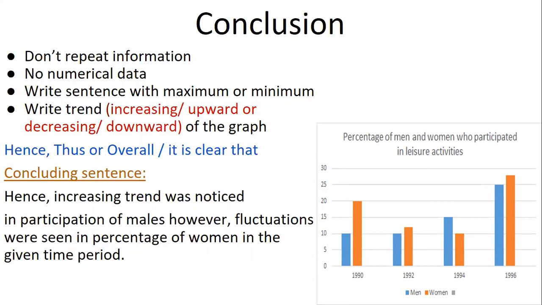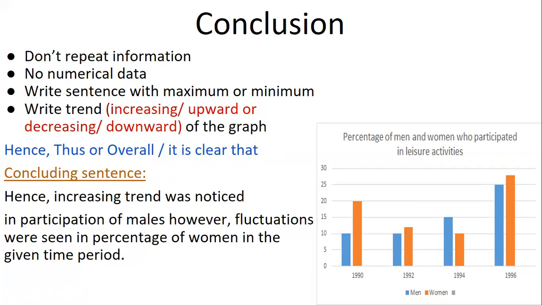No numerical data should be there. That means you can't write the percentage of men and women here. In the case of this example, you can just write that maximum men or maximum women were interested in doing these activities, or you can even write the trend here. For example, here it is written, an increasing trend was noticed in the participation of males. However, fluctuations were seen in the percentage of women in the given time period. That means the trends can be included in the conclusion, but not the numerical data, not the figures.